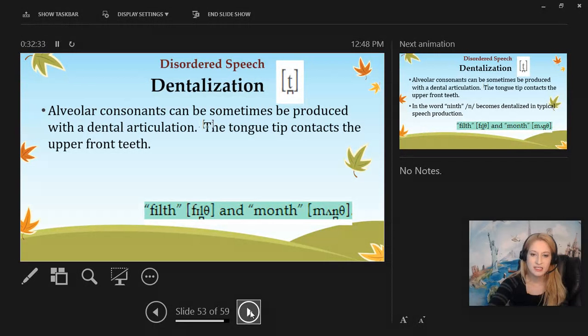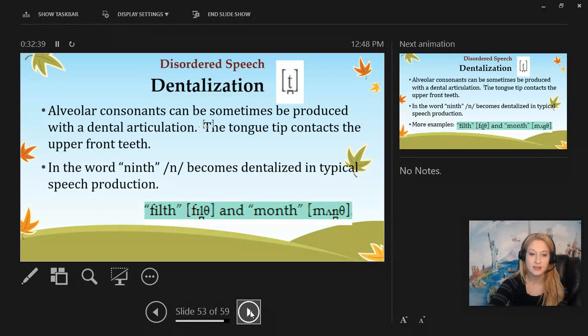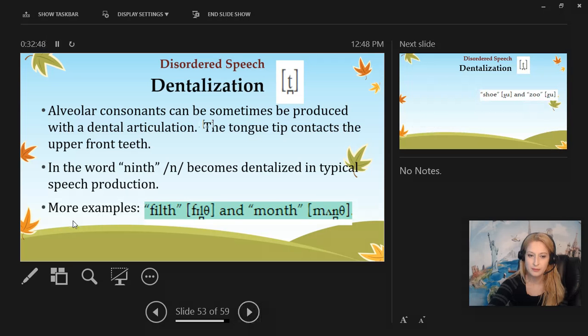Alveolar consonants can sometimes be produced with a dental articulation. The tongue tip contacts the upper front teeth. In the word ninth, the N becomes dentalized in typical speech production. Some more examples would be filth and month.